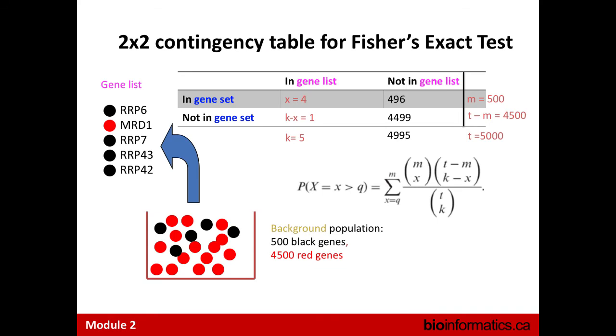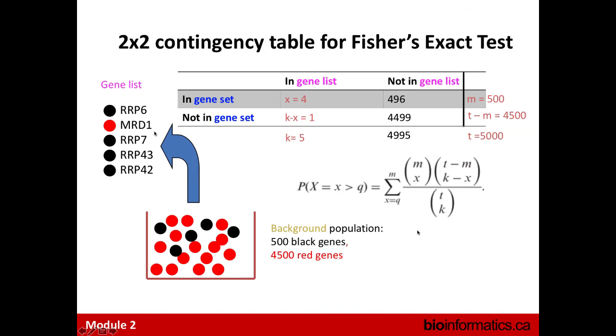Sometimes if you want to calculate the Fisher's exact test using an R function, you still need to give the R function some values. And the way to do it sometimes is just to draw a 2x2 contingency table where you put the size of your gene list, the size of the gene set that you are testing, the size of your total background, and these numbers, X, K, M, and T. So T is total, M is the size of the gene set, X is the number of genes that are in my gene list and in my gene set, and you put these numbers into the Fisher's exact test function.